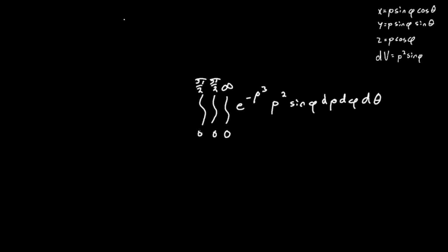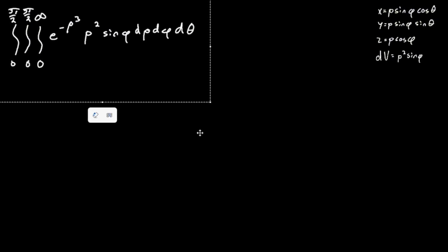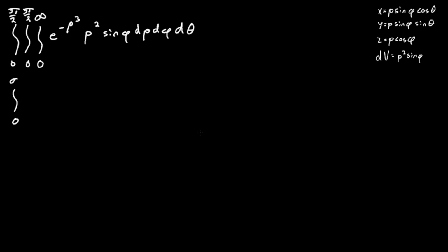And let's write all our d values. Or I think they're called differentials. Doesn't matter. Maybe someone in the comment section will tell me. Now that we have the setup, just integrate. So, e to the negative p cubed, p squared, sine of phi, with respect to p.